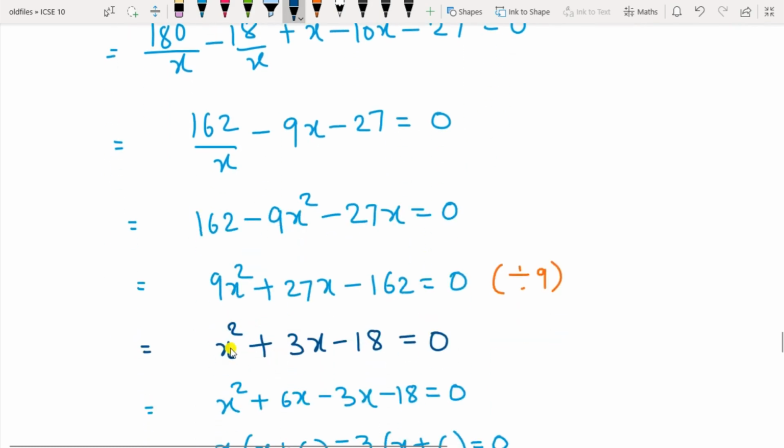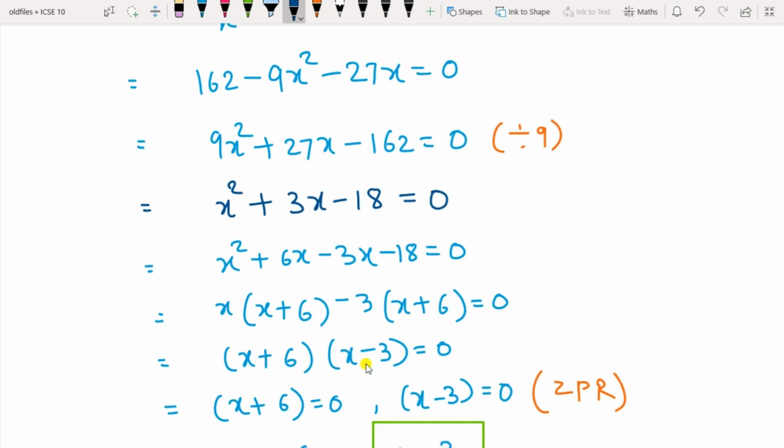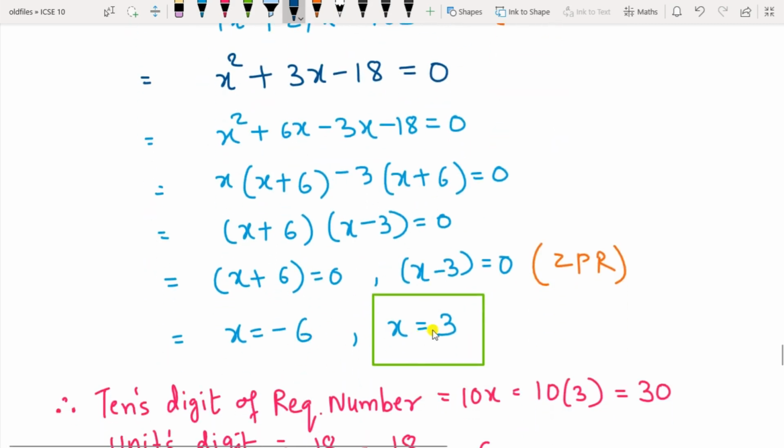So you will get the quadratic equation x square plus 3x minus 18 equal to 0. Here 6 minus 3 is 3, and 6 into 3 is 18. You get the value of x as minus 6 and 3. You have to decline minus 6 and take x equal to 3.